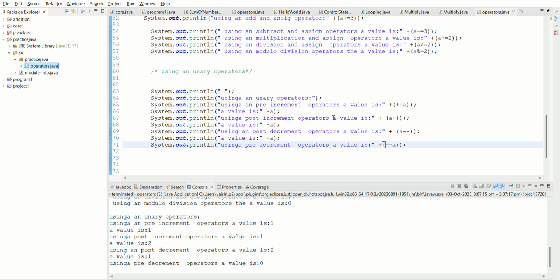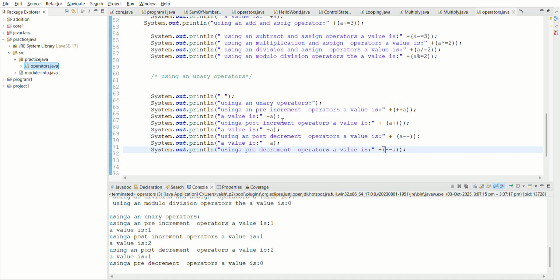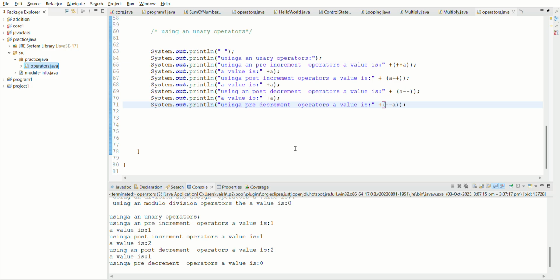Post-decrement means after printing the value, it decrements the value by 1. That is the difference between pre and post. Pre means first increment, post means after printing the value, it increments. So in the unary operators we have pre-increment, post-increment, pre-decrement, post-decrement. These are the types of unary operators, right?